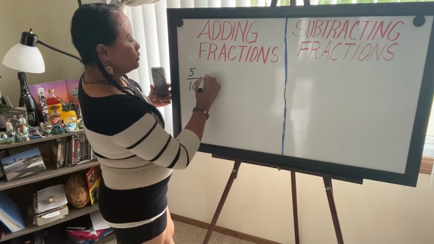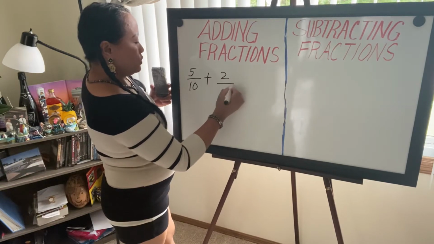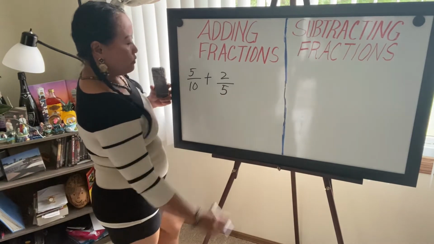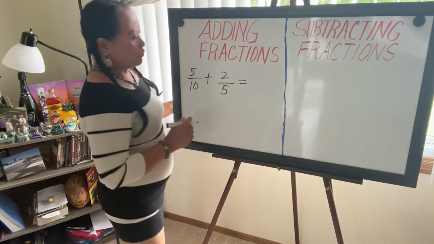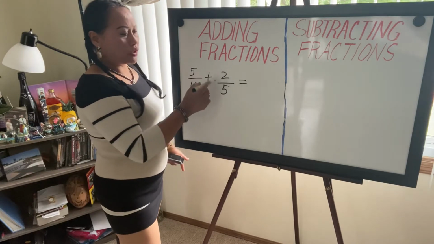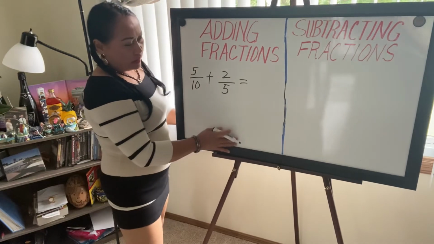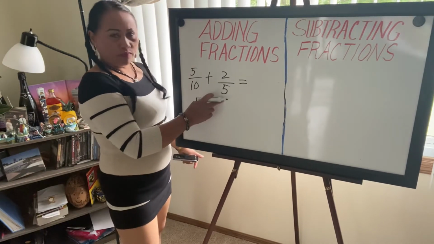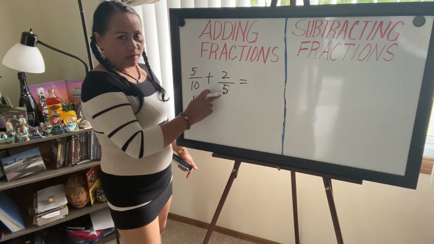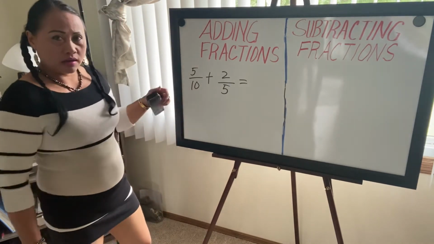5/10 plus, let's say, 2 over 5. So, first fraction, proper. Second fraction, proper. Look at the denominators. They are different. They are not like. So now, we have to find the LCM.